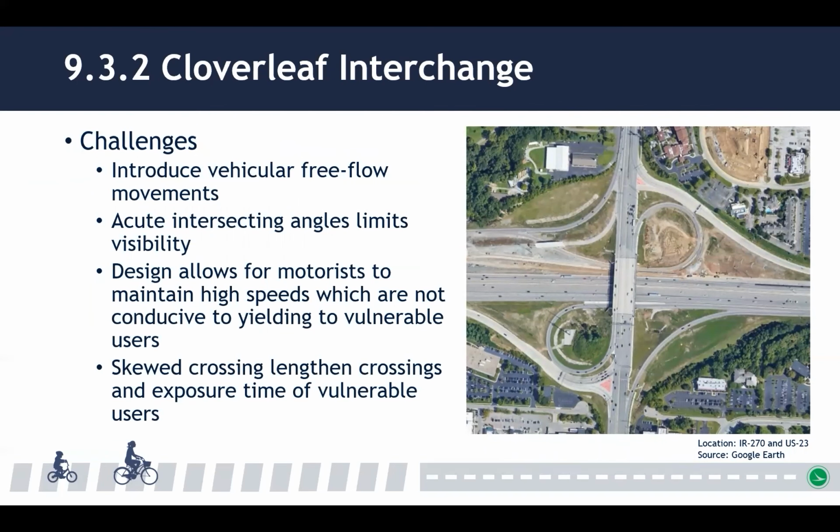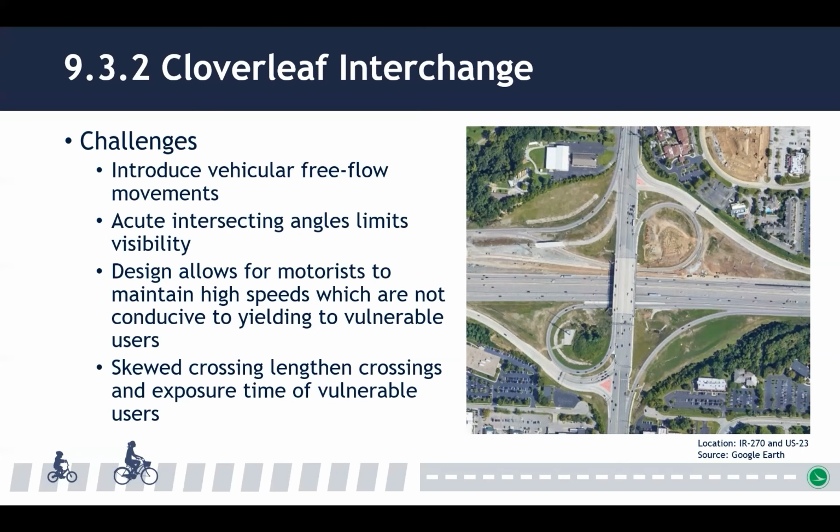Cloverleaf interchanges often utilize free-flow loop ramps to accommodate left turn movements between the major and minor roadway. These free-flow ramps allow motorists to execute these left turn movements without traveling through an intersection and are often designed to allow drivers to navigate the interchange without stopping. Full cloverleaf interchanges use these loop ramps at all 4 quadrants, while partial cloverleafs use loop ramps in 1 to 3 quadrants and Diamond Intersection control options for the other quadrants.